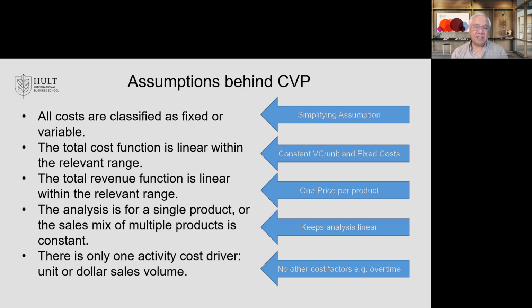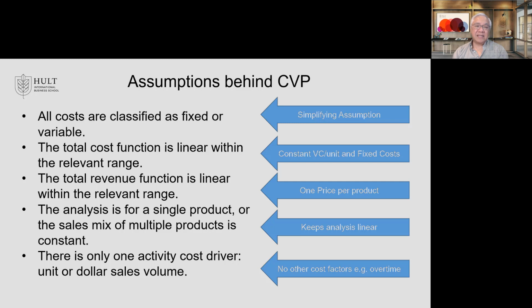Next is that we did one product, but most companies have more than one product. So what do we do then? We can actually make an assumption about sales mix, and that assumption would enable us to do CVP even if we have multiple products. We'll get into that when we get into the actual course of accounting. And then there's only one activity cost driver, unit or dollar sales. So there are no other factors like overtime that would affect our operations or our cost or our efficiency. So these are the simplifying assumptions behind CVP. But the good news is, if we're okay with these assumptions, then we can do a lot of very simple math to give us some pretty interesting insights.